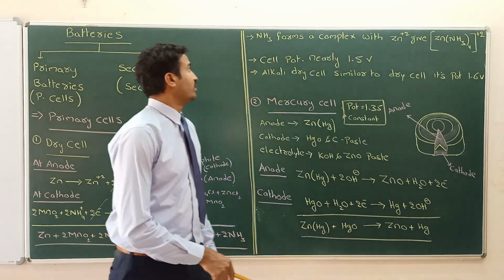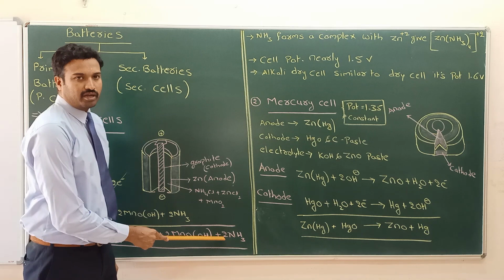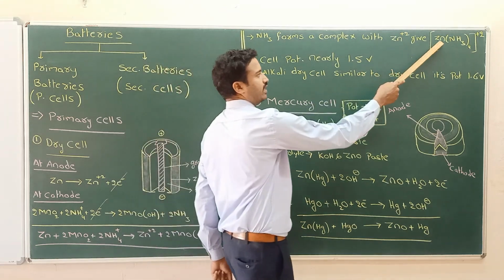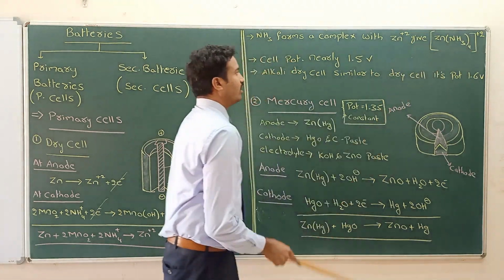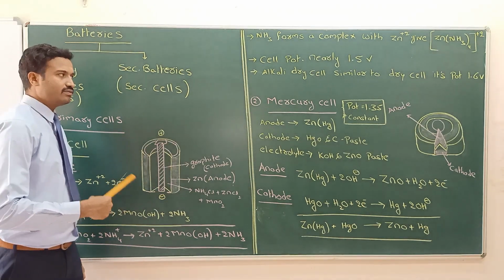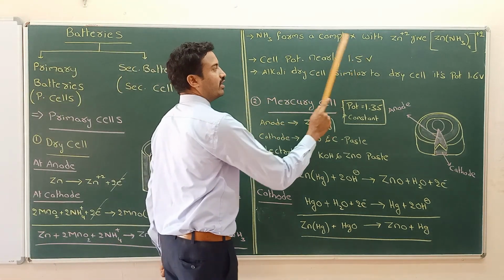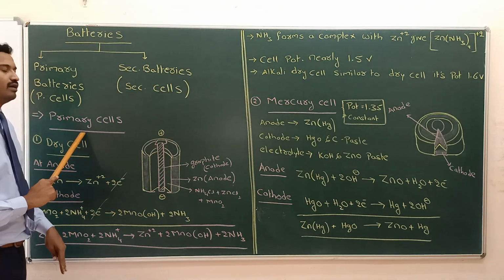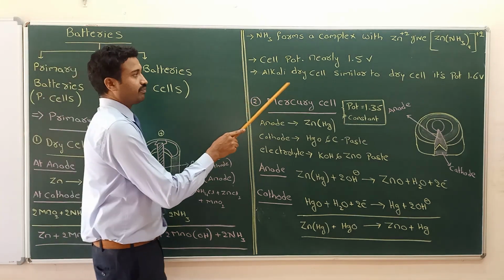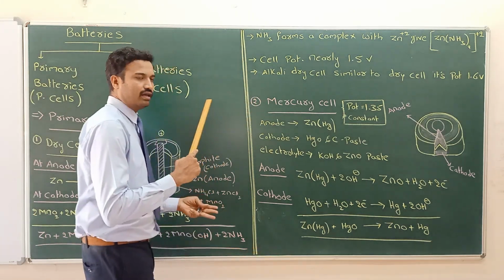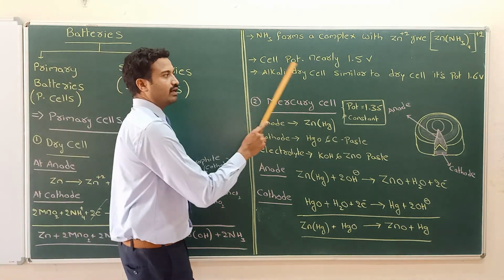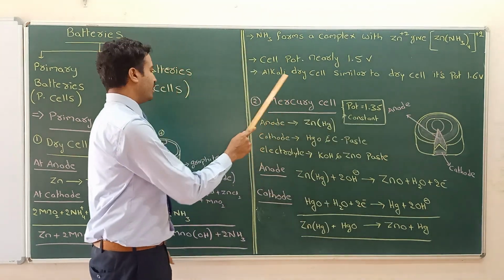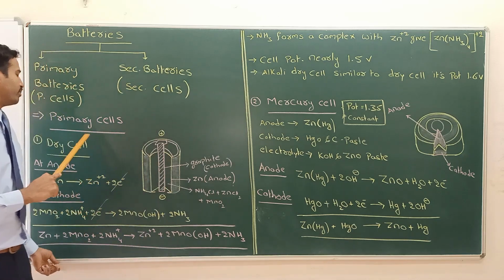Continuing, NH3 is formed here. This NH3 forms a complex with Zn2+. This is the complex: [Zn(NH3)4] with charge plus 2. Now, the potential of this cell is 1.5 volts. This is about the general points of the primary cell. Now, continuation. We can take an alkali in the dry cell also. If we take alkali in a dry cell, the potential value is a bit higher, that is 1.6 volts. The performance and appearance are the same. This is about the primary cell.